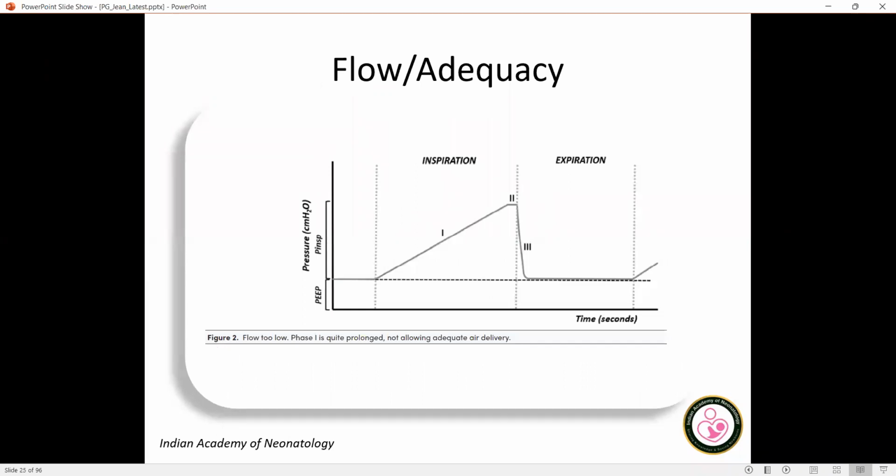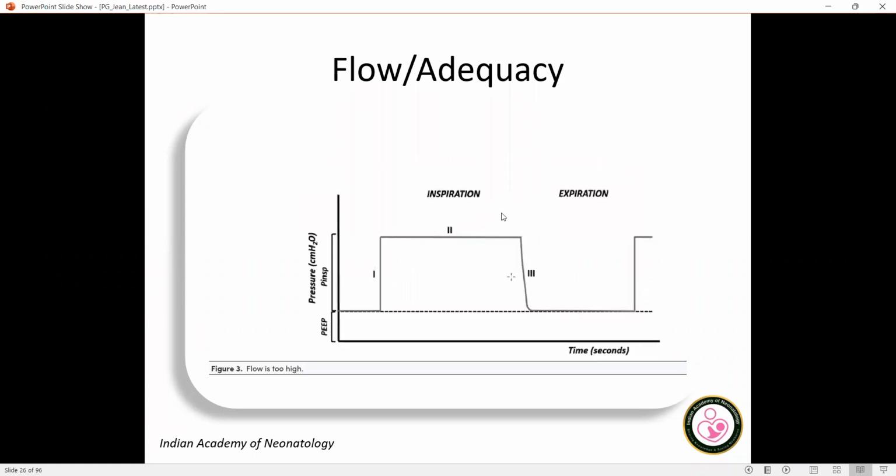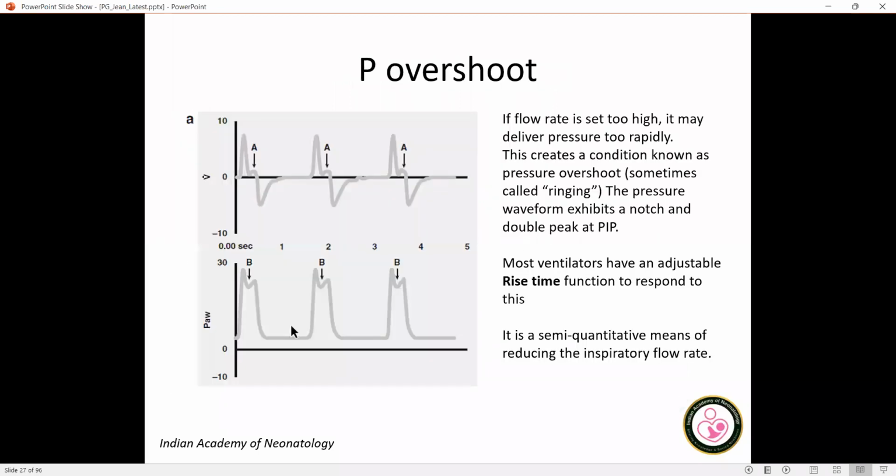In this pressure waveform, we can see that phase 1 is so prolonged and the desired pressure is not reached until just before the end of inspiration. So the flow is very low, and we have to increase the flow. Here we can see that the flow is very high. Even before the middle of the inspiration, the maximum pressure has been attained. This means that the flow is too high, which can cause lung injury. So from the pressure waveform itself, we can identify the adequacy of the flow.